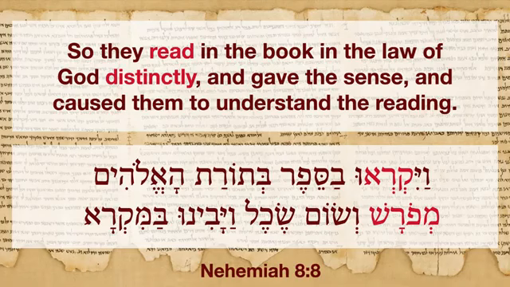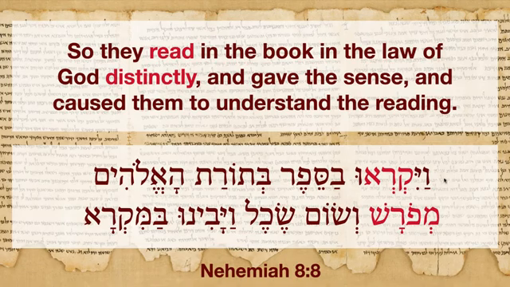In the book of Nehemiah chapter 8 and verse 8, we read, "So they read in the book in the law of God distinctly and gave the sense and caused them to understand the reading." So reading is the first part, and then saying it, reading it distinctly, clearly, pronouncing properly, and then giving the sense, understanding or the meaning of it, and then to understand what is being read.